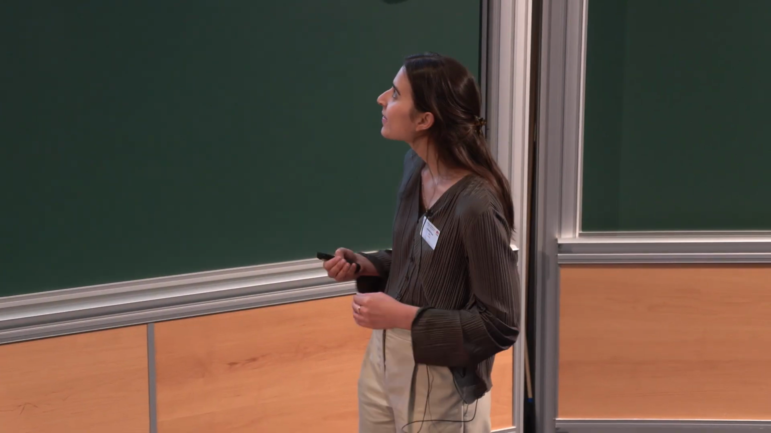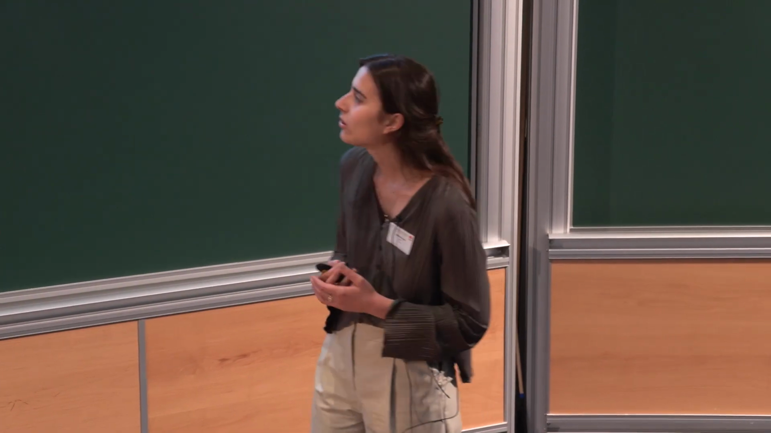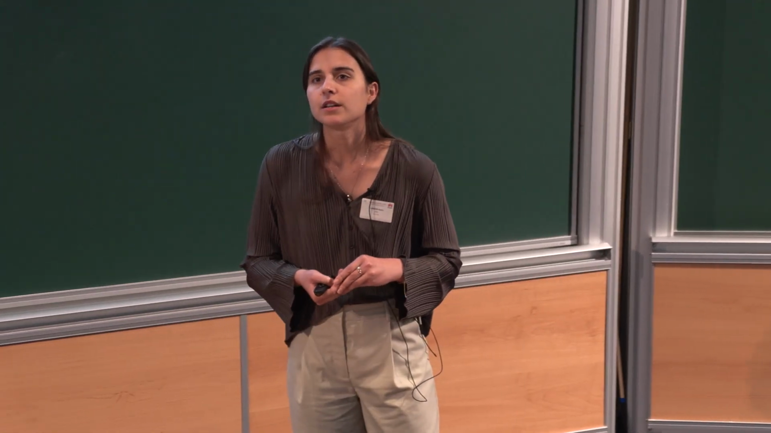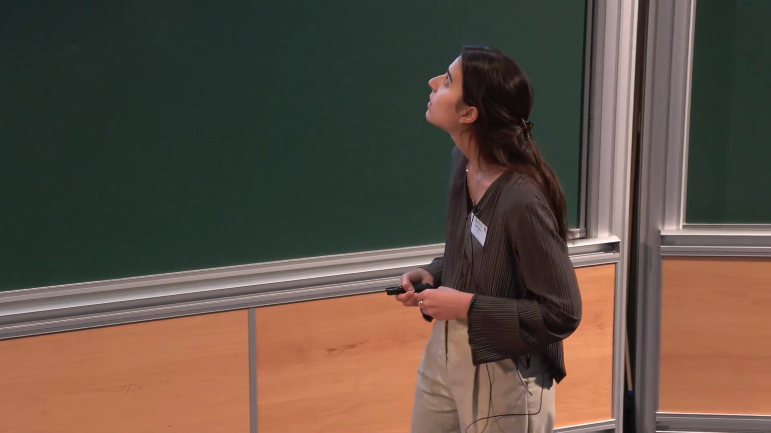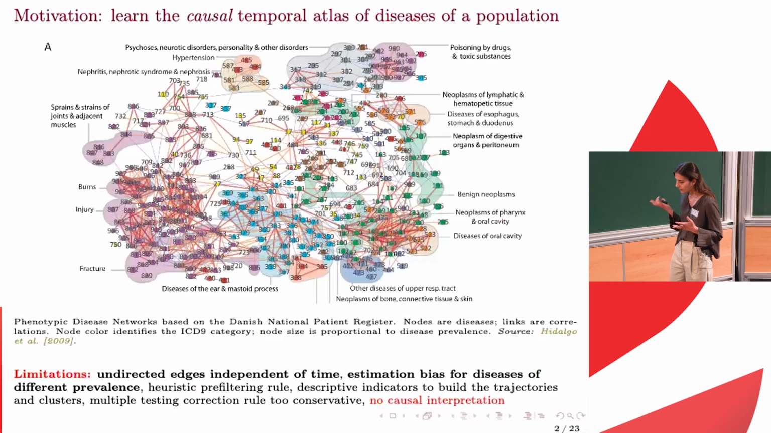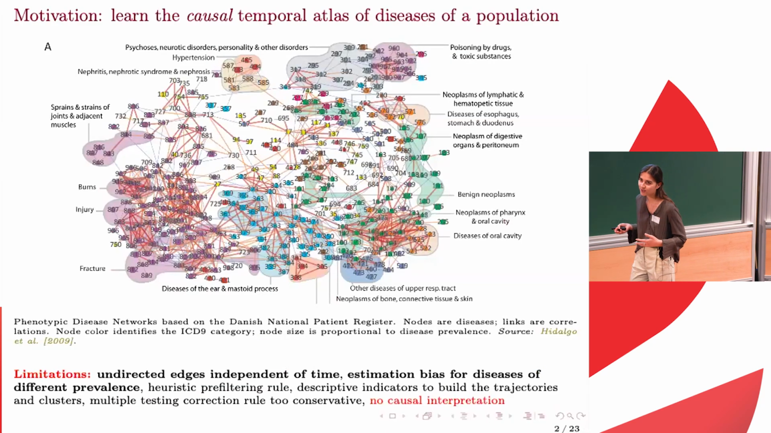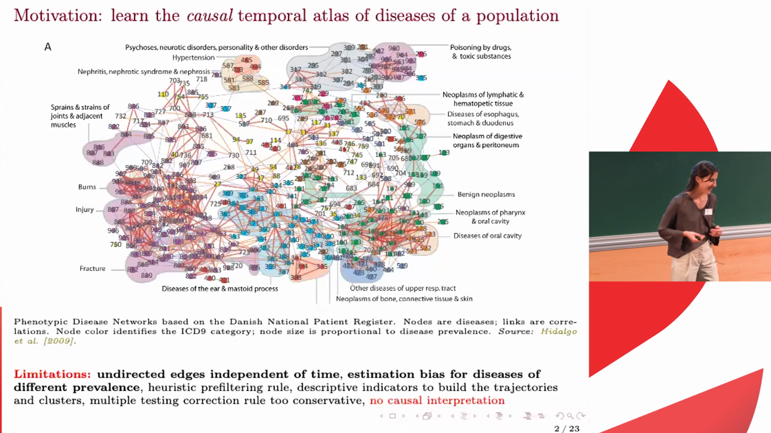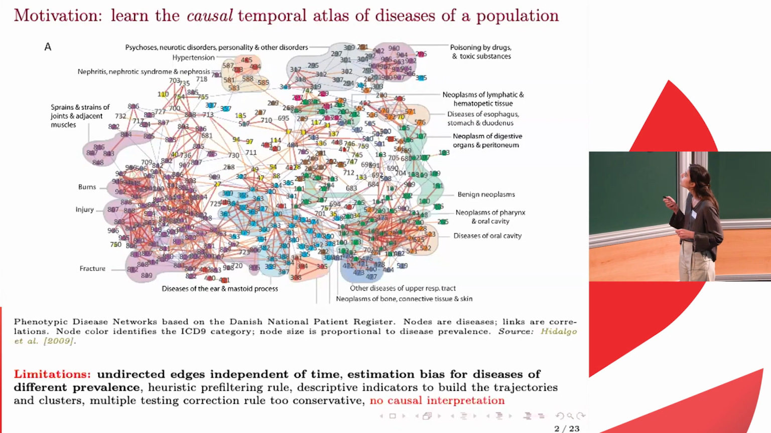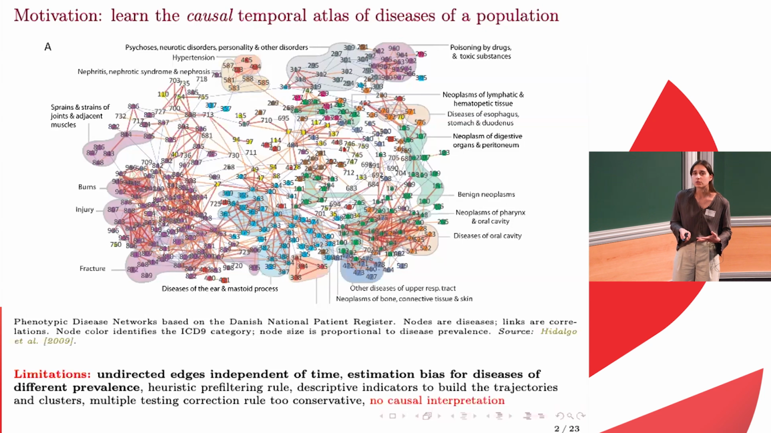Okay, so I'm going to talk about a model for conditional local independence testing for dynamical systems, and in particular, models by event processes. I apologize in advance. This is the only slide with data in my presentation. But the main motivation is to be able to learn the causal temporal atlas of diseases of a given population.